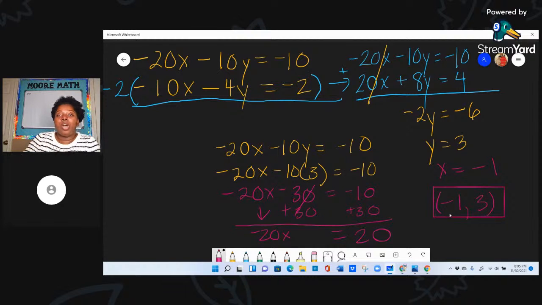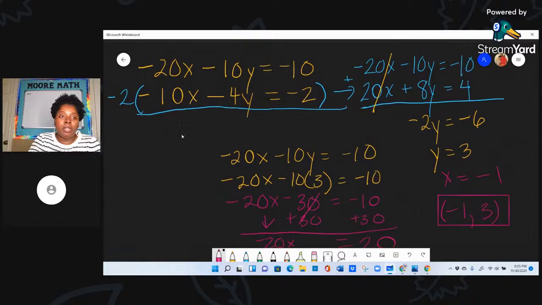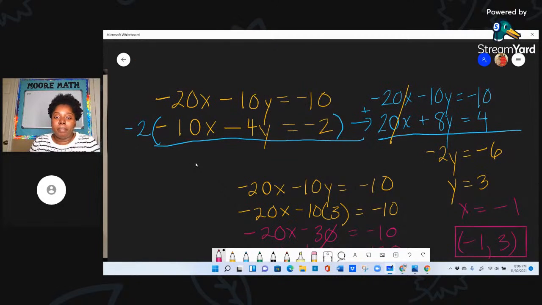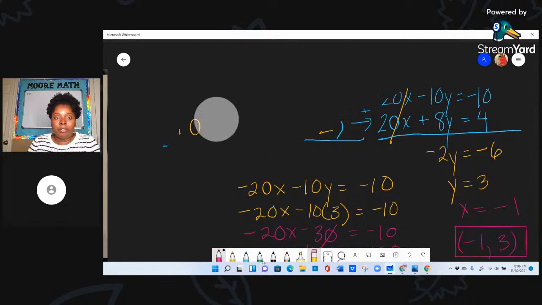Good. Okay. So you're doing better. We still just need to work on this multiplying piece. Okay. So let's keep going to make sure you're really getting it.